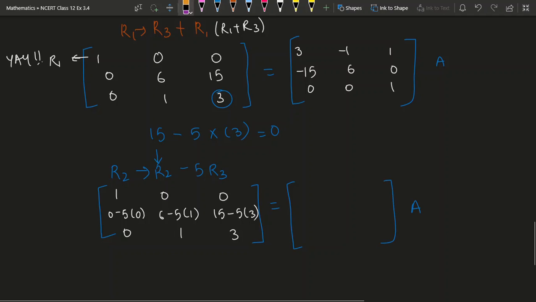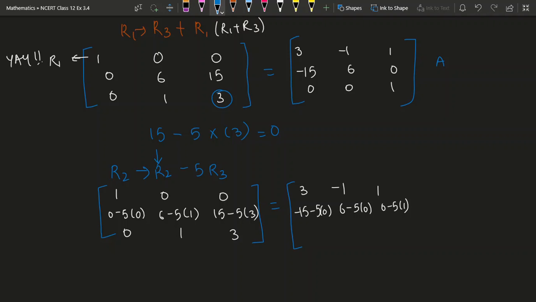So the first row remains untouched. You don't do anything about that. And then -15 minus 5 times 0, 6 minus 5 times 0, and then 0 minus 5 times 1. Sorry, I'll just erase the braces a bit. And the third row just remains the same. You don't have to worry about the third row in this case.